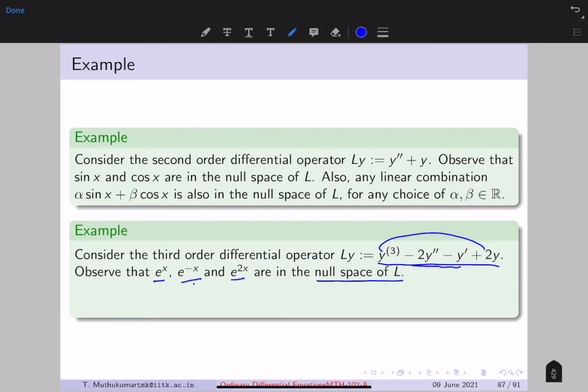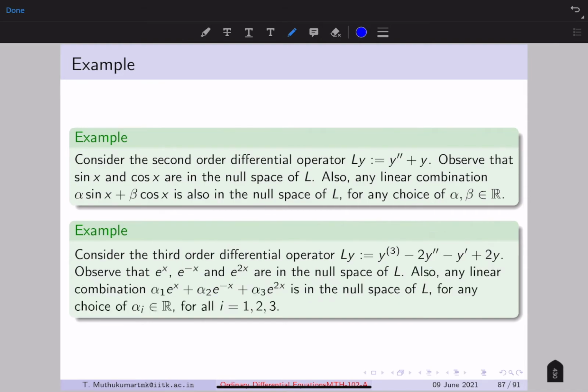So all these three functions are in the null space of L, and since the null space is a subspace, any linear combination of these three functions, or any two of them, should be in the null space of L. So alpha 1 e power x, alpha 2 e power minus x, alpha 3 e power minus 2x for all choices of alpha from the real numbers will be in the null space of L. So this is the property of the null space.